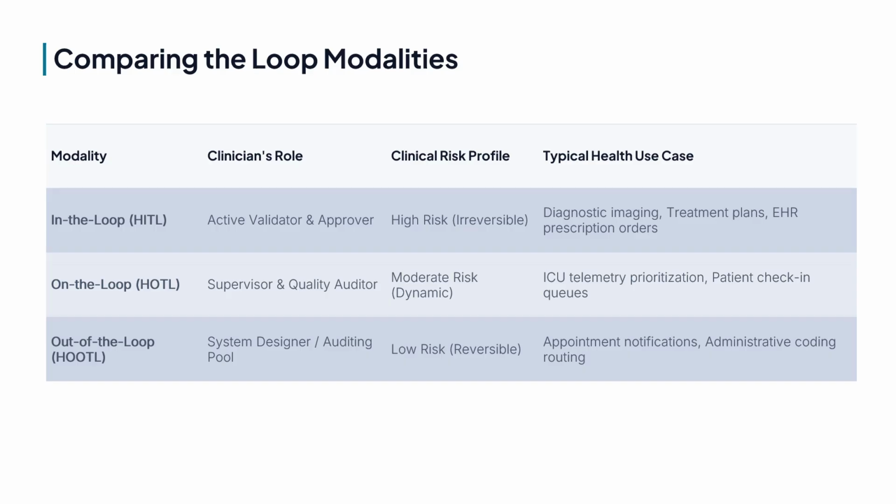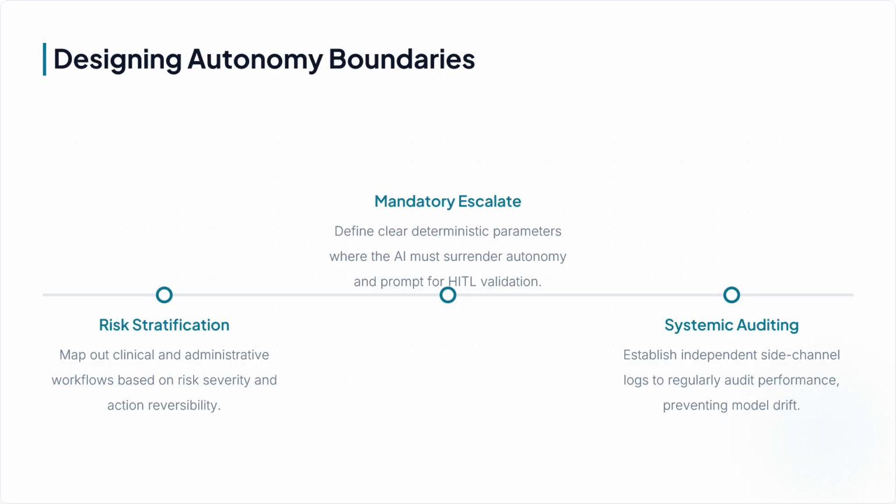Now, if you're talking of out of the loop, the human is a system designer. It is for only low risk activities like appointment notifications, right? So when you're thinking about it and you want to decide where the human is in these activities, you want to think about boundaries, right? So risk stratification. So you map out the risk that is involved in every single workflow, and then based on that is how you're going to decide where the human factors in.